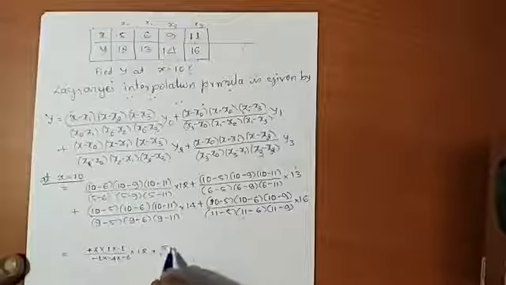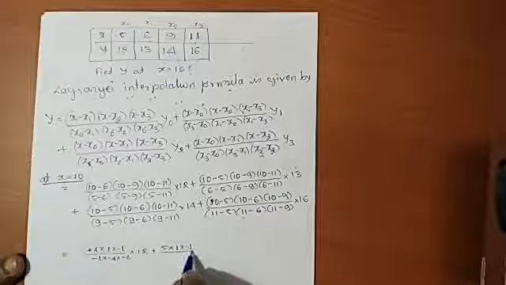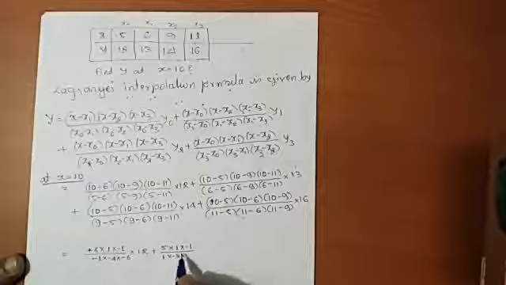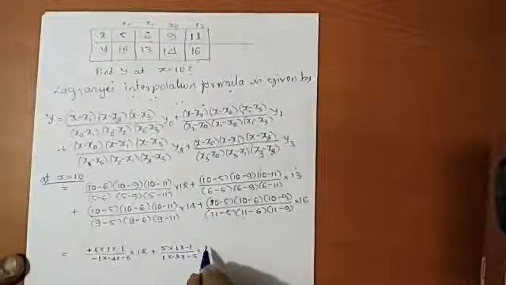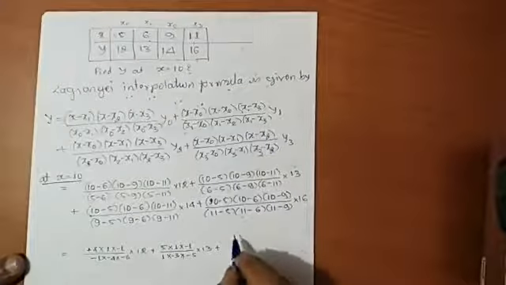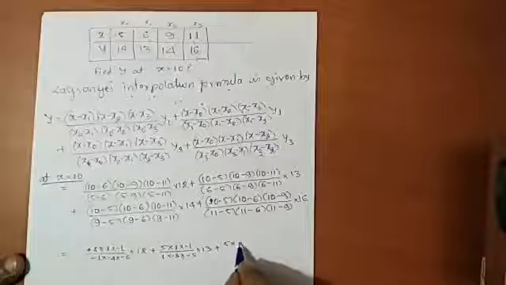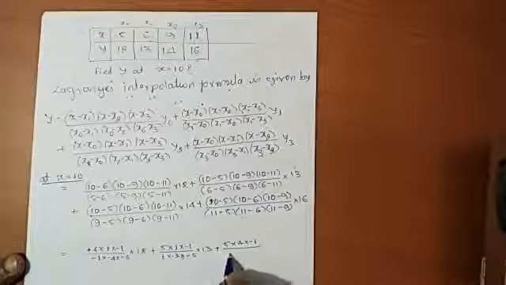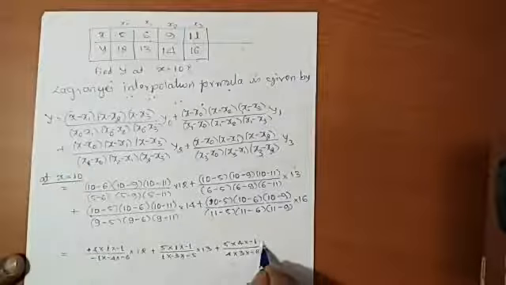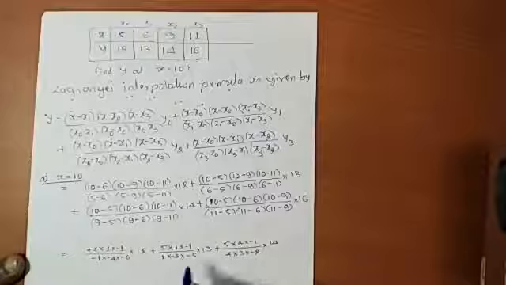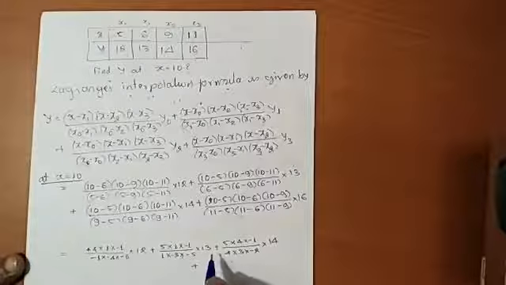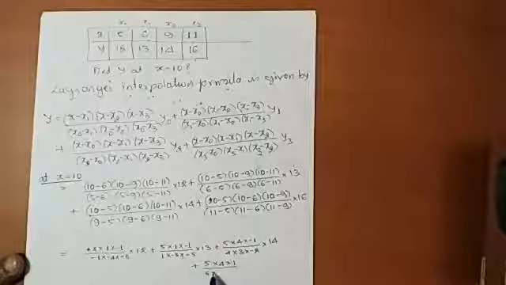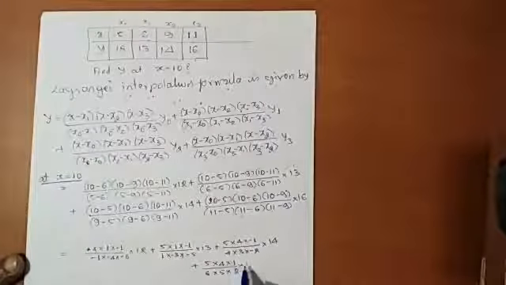5 into 1 into minus 1 divided by 1 into minus 3 into minus 5 times 13, plus 5 into 4 into minus 1 divided by 4 into 3 into minus 2 times 14, plus 5 into 4 into 1 divided by 6 into 5 into 2 times 16. Right.